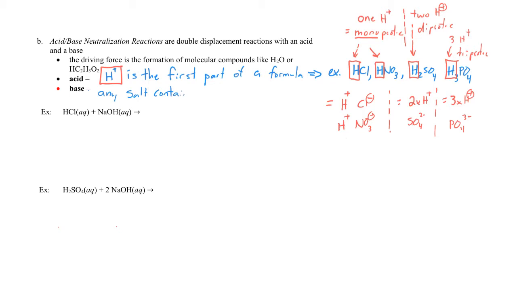Let's also talk about bases. We're going to keep it simple for bases right now. We're going to say that a base is any salt that contains the hydroxide anion. Okay, so now that we have a simple working definition for something that we're going to call an acid and something that we call a base, we're now going to talk about the reactions between acids and bases.